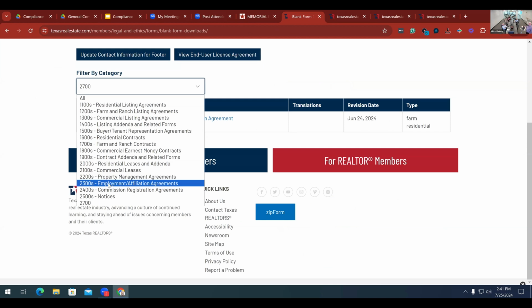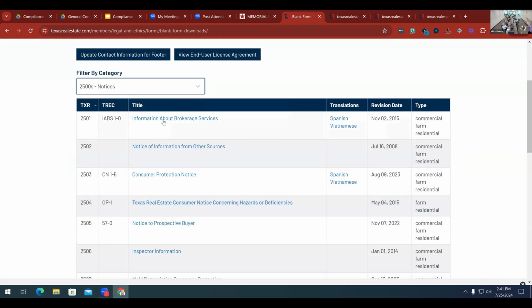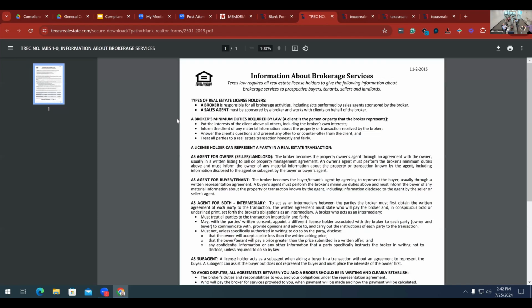Bill, what's the number for the IABS? Hey Siri, what's the number for the IABS? He found it, 2501. She said IBS, I'm like. The short form, minimal duties.